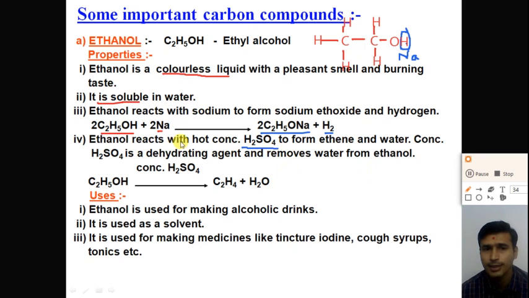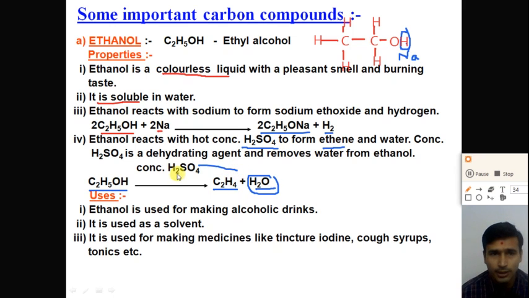So ethanol reacts with hot concentrated H2SO4 to form ethene. Ethanol is converted into ethene and water. Concentrated H2SO4 is a dehydrating agent and removes the water from ethanol, right? So the reaction will be like this: ethanol, C2H5OH, reacts with concentrated H2SO4 and forms ethene, C2H4, and water. This water from the ethanol is dehydrated with the help of H2SO4.